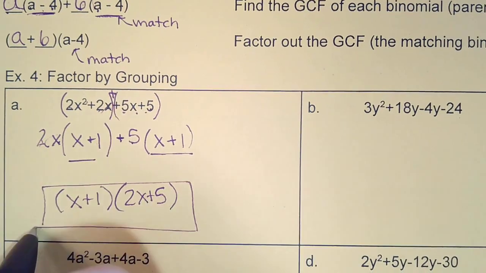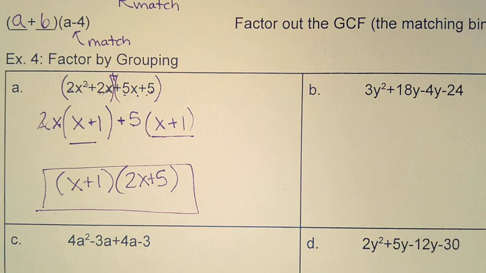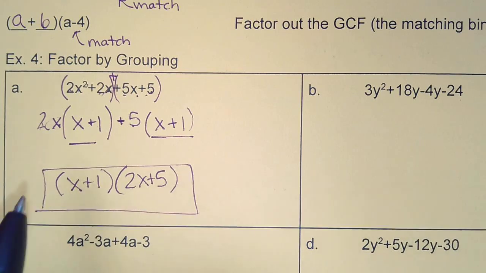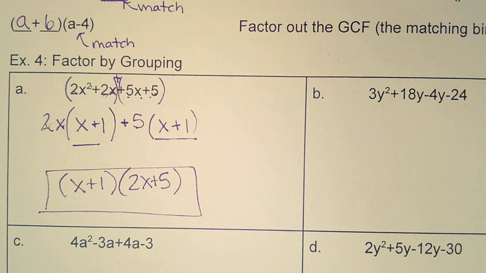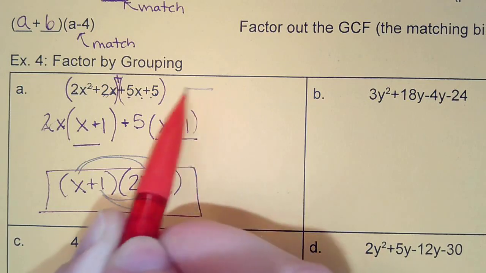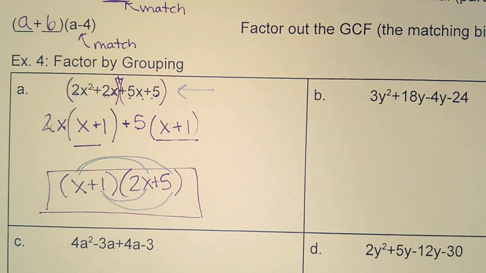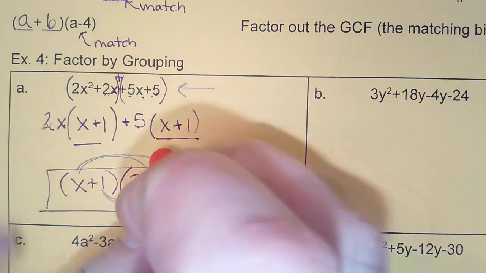That's my final answer. Remember back to last unit when we did the whole foiling thing and we did multiplication? If I were to go back and distribute here and multiply, I would get back to this step in the very next step. So that's a good way to check your answer.